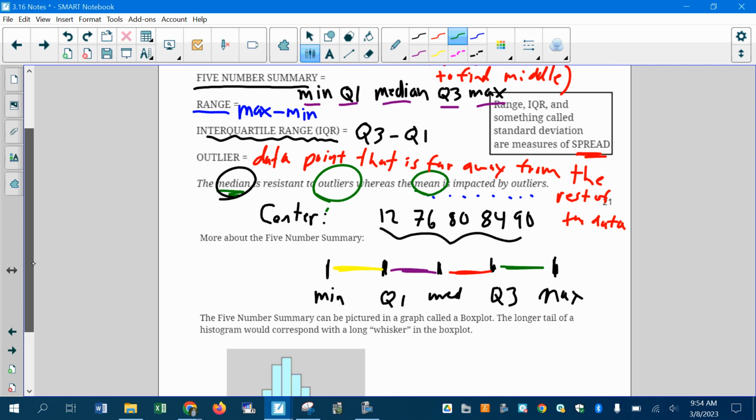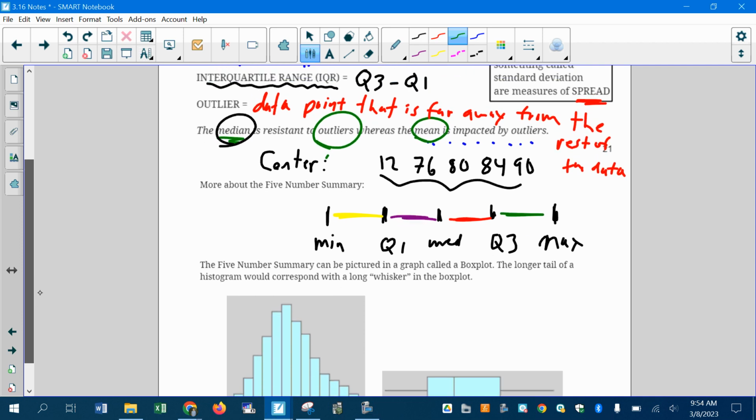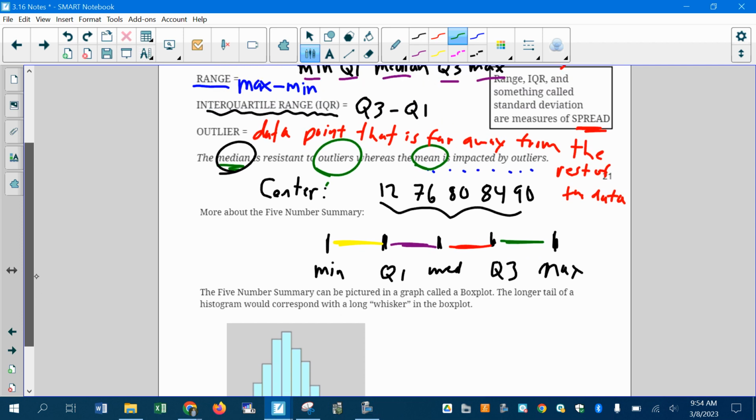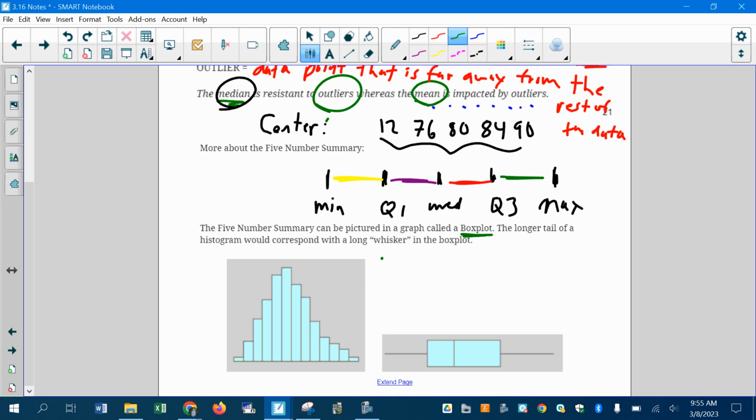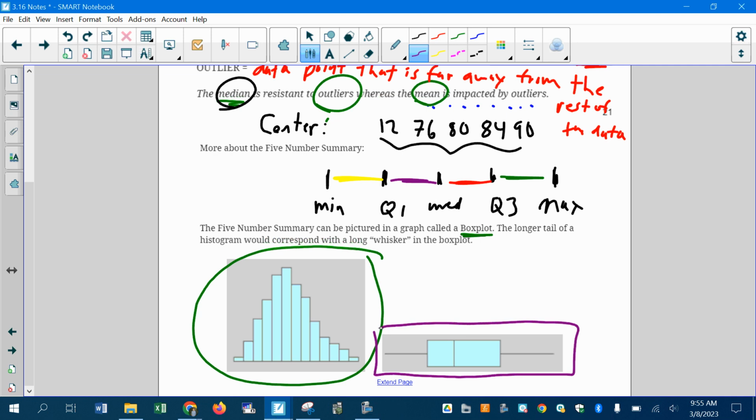Cool? Okay. So when we make this 5-number summary, what we're going to create is a picture from it called a box plot. It's different than a histogram. It's kind of similar, but I like it better. I think it's more useful. So instead of having a histogram that looks like this, we're going to take the same data and sometimes make something that looks like this. It's called a box plot.